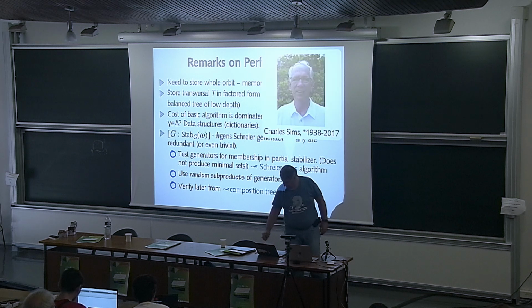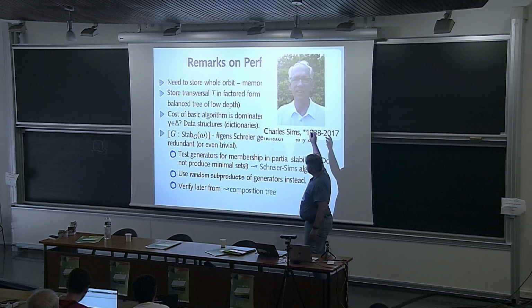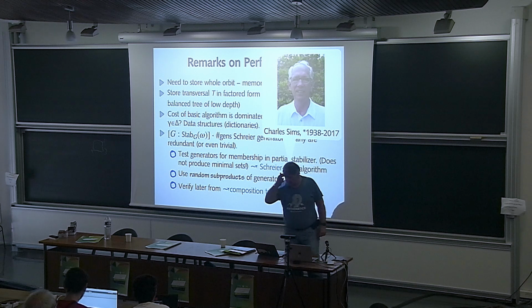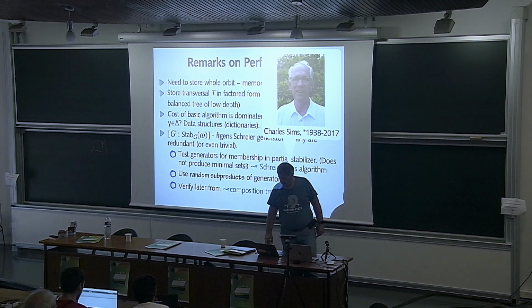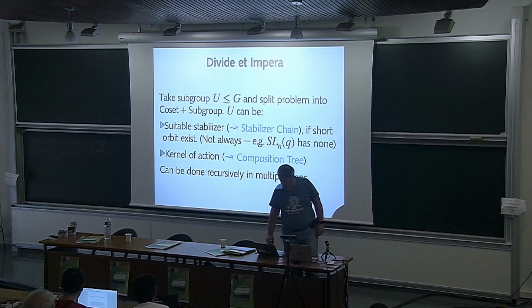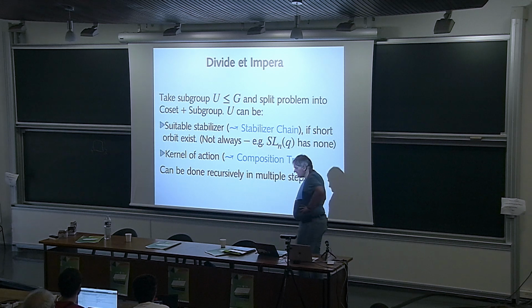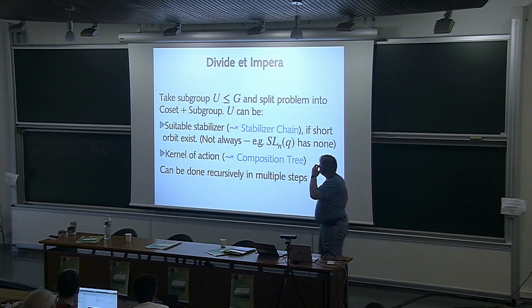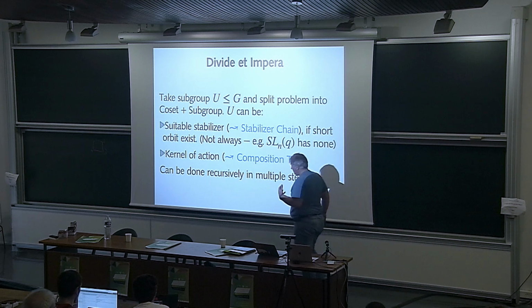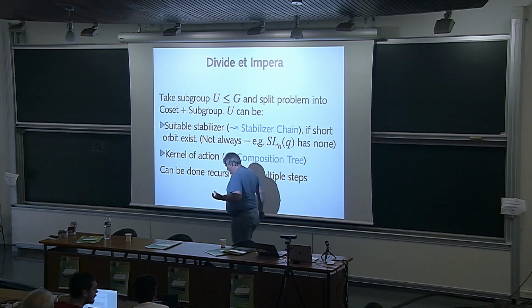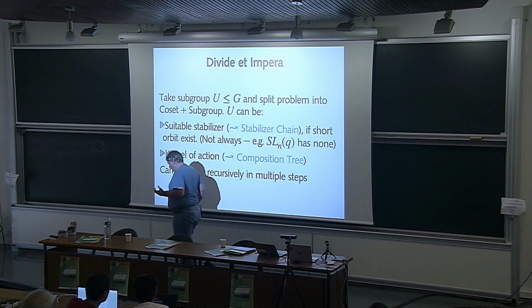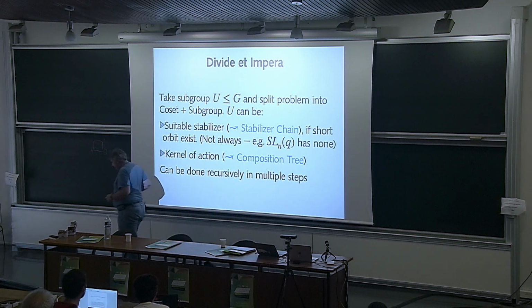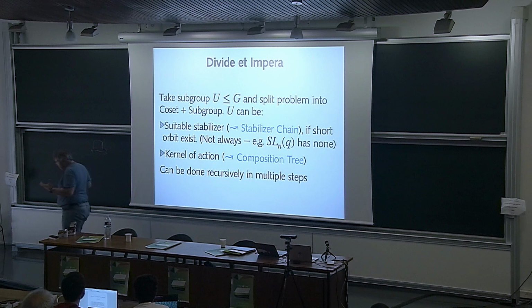So, let me mention first the ideas of Sims for describing a permutation group. The ideas are basically built on what is sometimes called a divide and conquer approach. And the way I want to describe it here actually is in a slightly more general way.